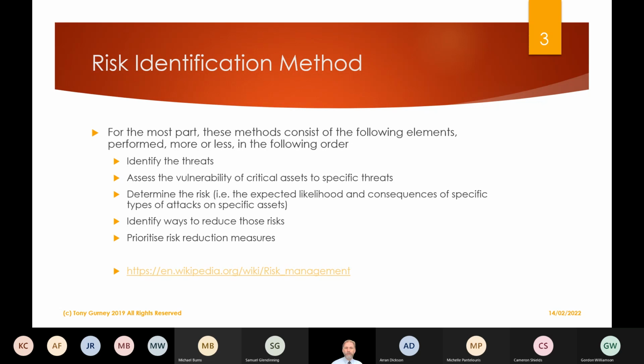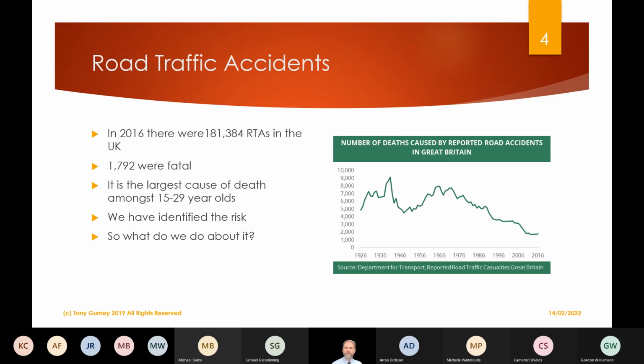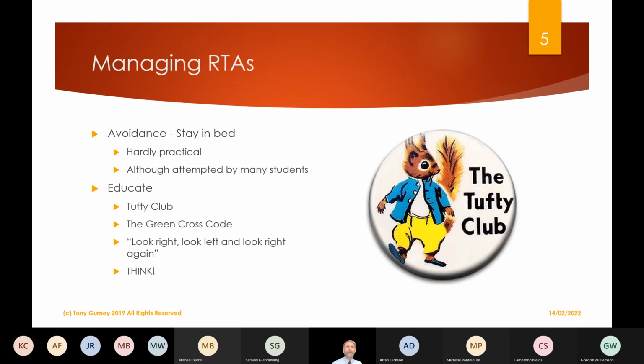You'll also remember last week that we started talking about it in terms of road traffic accidents, risks that we all take simply crossing the road, and we looked at different approaches to avoid it or educate. A road traffic accident in this sense would come under the heading of operational risk, which is to say, if we did the avoidance bit, if we stayed in bed, we couldn't do what we need to do.